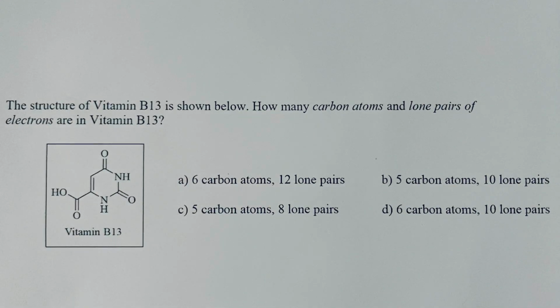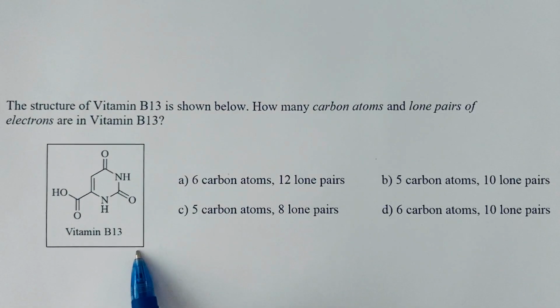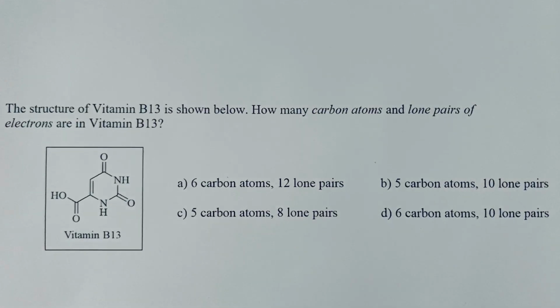The structure of vitamin B13 is shown below. How many carbon atoms and lone pairs of electrons are contained in vitamin B13? So the type of structure that we are given here is a skeletal structure. In skeletal structures, carbon atoms and the hydrogens that are attached to carbon atoms are understood or implied. Also, lone pairs of electrons are implied.